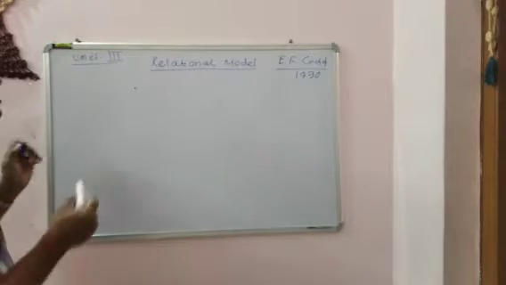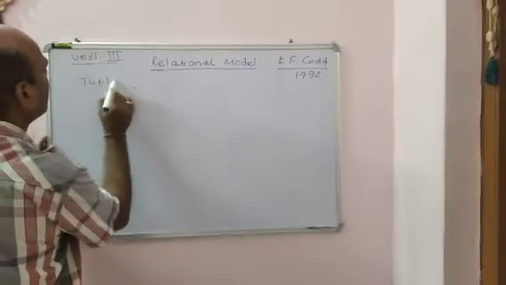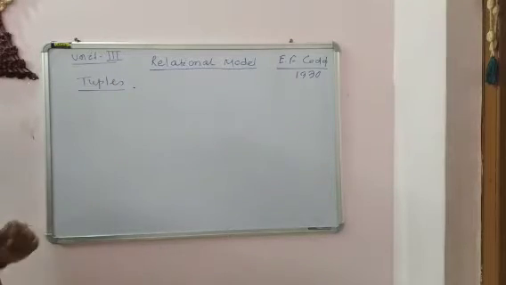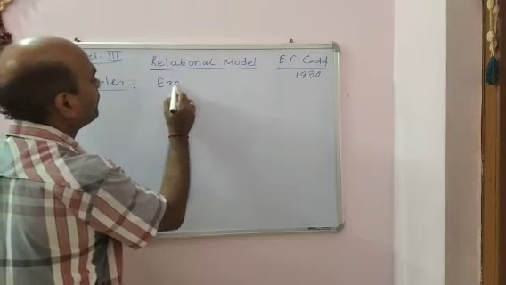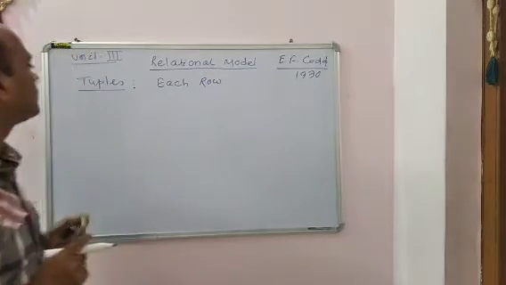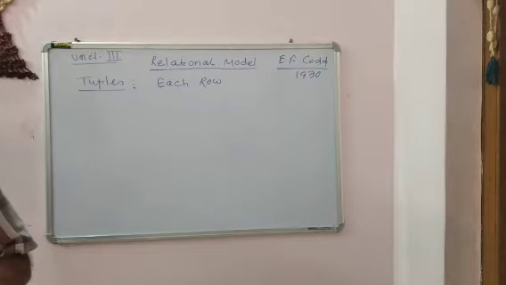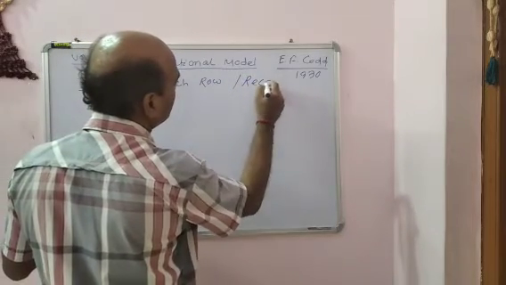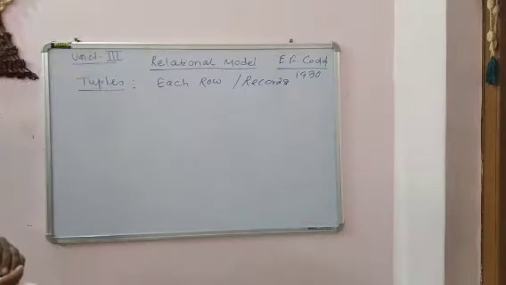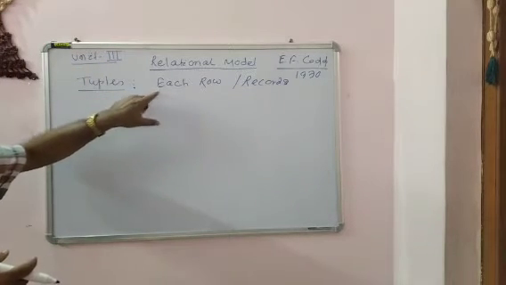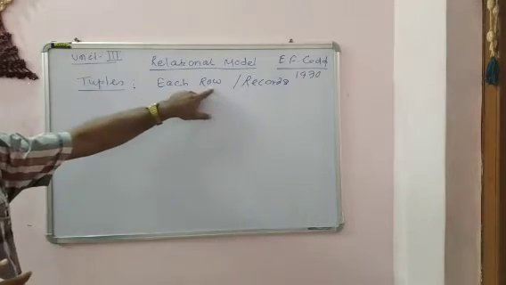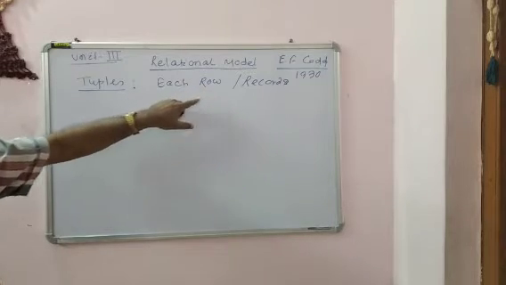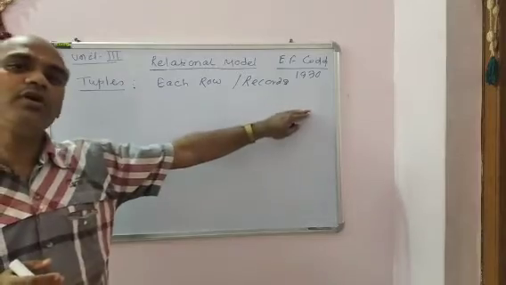Now let us discuss the tuple. A tuple is nothing but a row. Each row in the table is known as a tuple. There is some number of tuples, also called records. Each record is stored in a specific table. So a table contains a number of tuples, and a tuple is nothing but each row value. The tuples are the horizontal subset of the table.